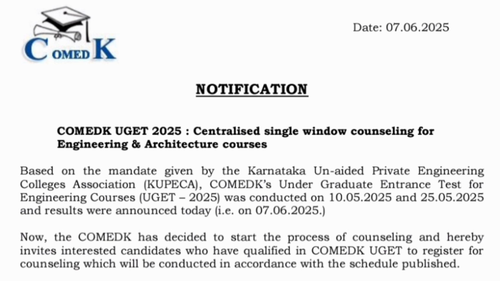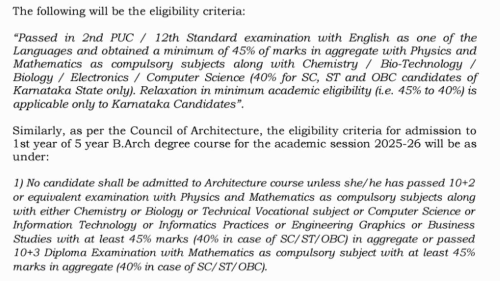So COMEDK is conducted by the authority called Karnataka Unaided Private Engineering College Association, which is called KUPECA. KUPECA has given these guidelines for COMEDK, that the fee structure and the eligibility criteria are like this. For eligibility criteria, you must have passed second PUC, 12th standard exam, with English as one of the languages. All those students who have not taken English as a language will not be valid. English should be one of the languages, required for all COMEDK students in the eligibility criteria.